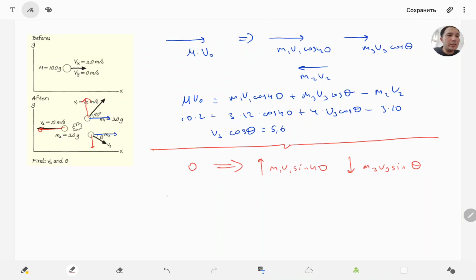So very simple. Now let's write conservation of momentum in y direction. Initial in y direction 0. After exploding, m1 v1 sine 40 positive because it's moving upward, minus because the third part is moving downward, m3 v3 sine theta. That's all. So 3 times 12 sine 40 minus 4 v3 sine theta. So from here v3 sine theta will be equal to, after simple calculation, approximately 5.78.